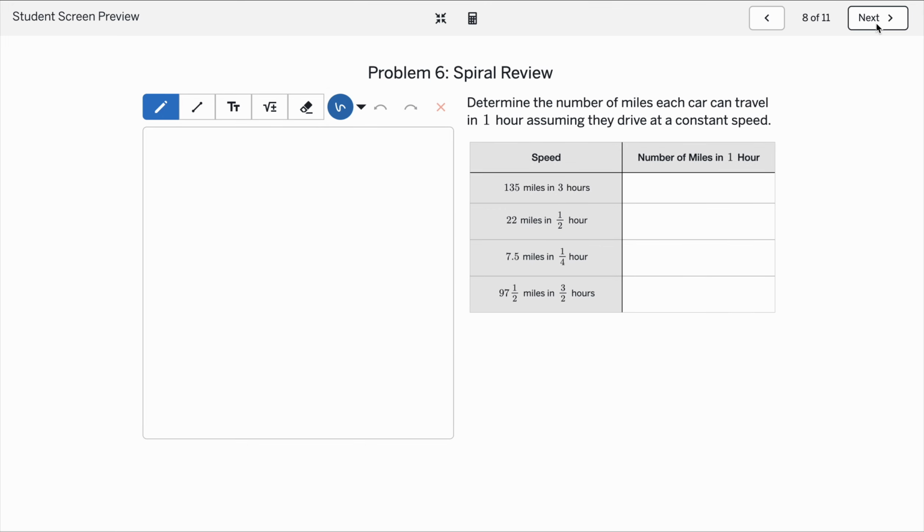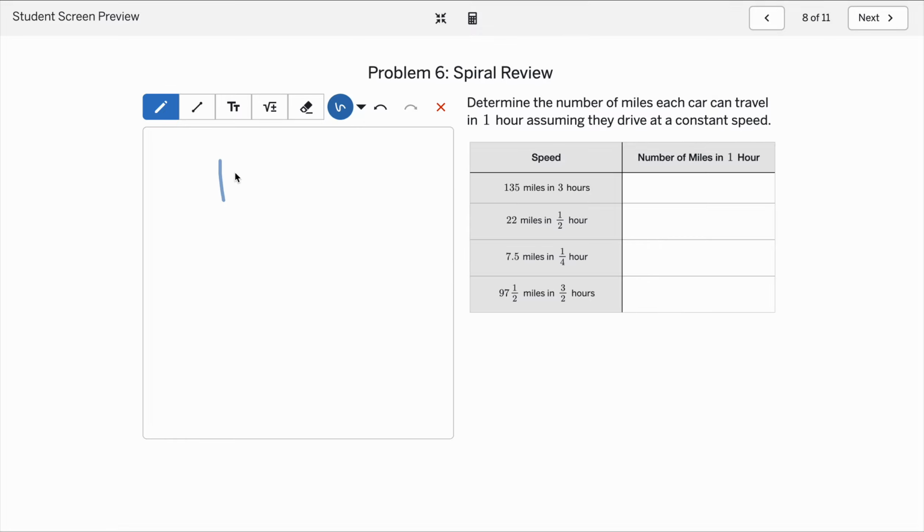Okay, so spiral review, determine the number of miles each car can travel in 1 hour, assuming they drive at a constant speed. Well, you have to find your unit. So if they drive 135 miles in 3 hours, how many miles do they drive in 1 hour?